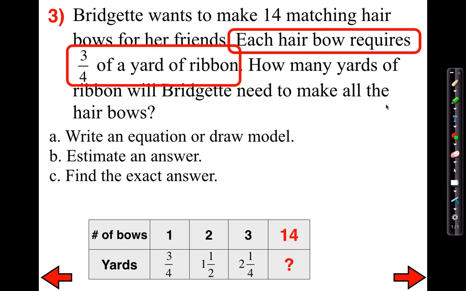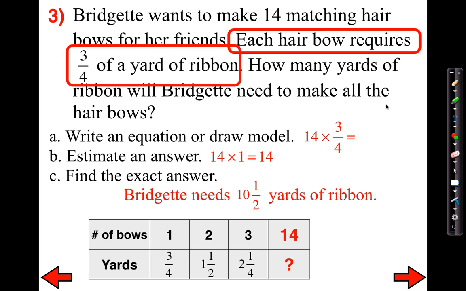So how much would it take to have 14 of them? Well, it's going to take 14 times as much. So a quicker way would have been to multiply 14 by 3/4. Now quickly estimating that, 14 is estimated to just be 14. 3/4 could be estimated to be around 1. So you expect the answer to be around 14.